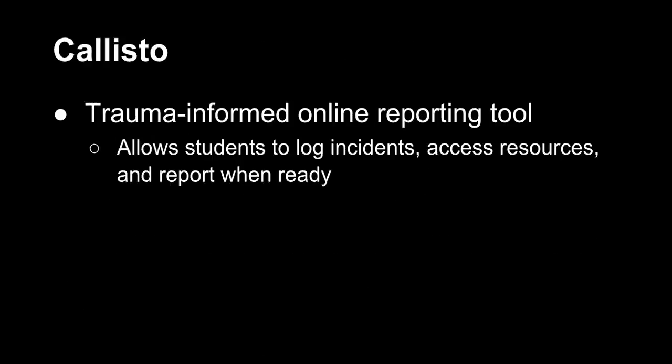A new option this year that students have is called Callisto. It's an online trauma-informed reporting tool. And it allows students to log incidents, access resources, and report when ready. And we're one of only 6 institutions in the country that are using it, and students have received it well. Senate wanted to improve this process, and so they put a lot of money for it in order to make this happen. Students can access Callisto through my.co.